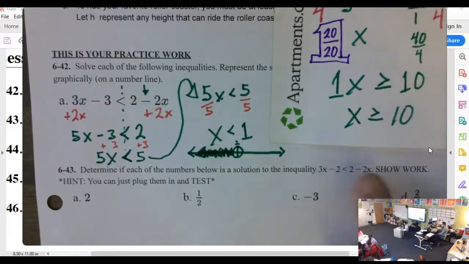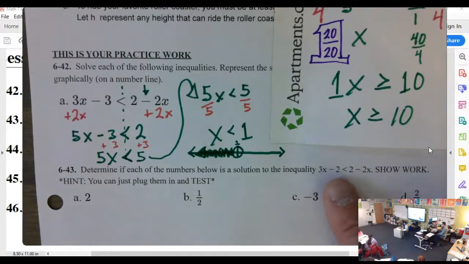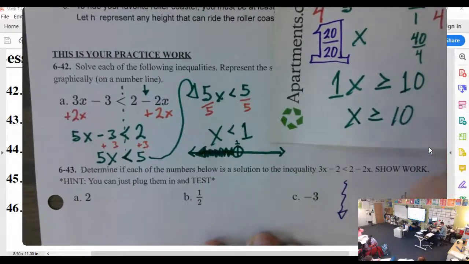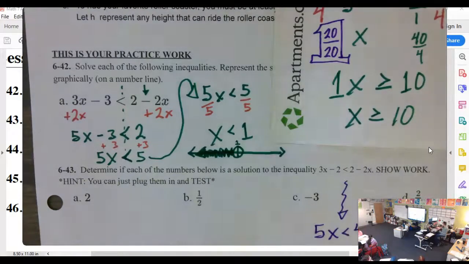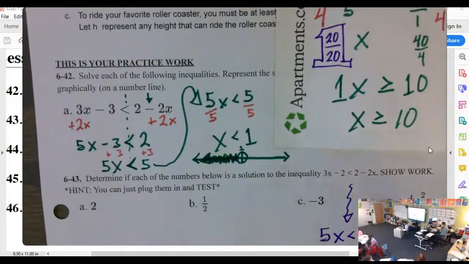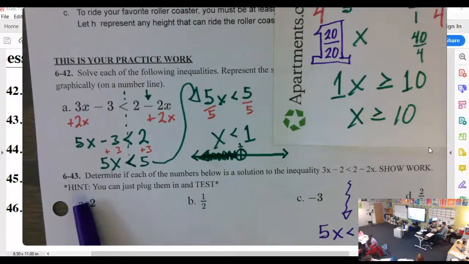We could add 2x on both sides, and we could add 2. Like literally the constant 2. If we made this easier and did what I just said, we could get this down to 5x is less than 4. And then we can plug in these values and test it. Hint, you can plug them in and test.